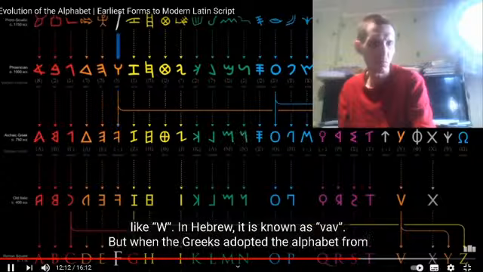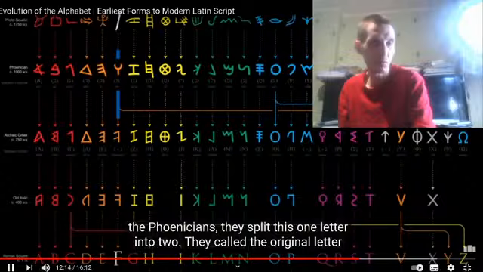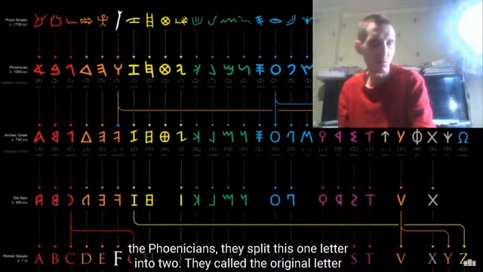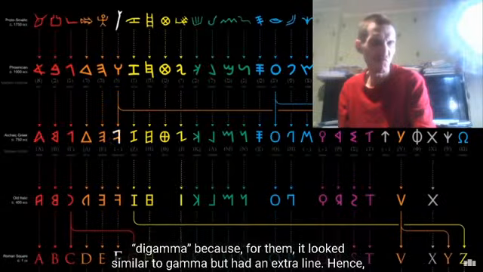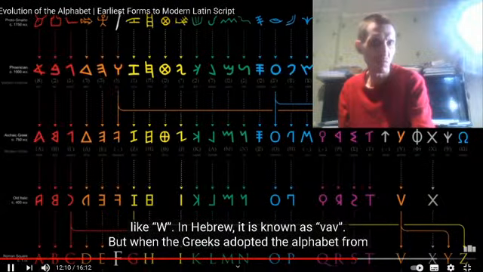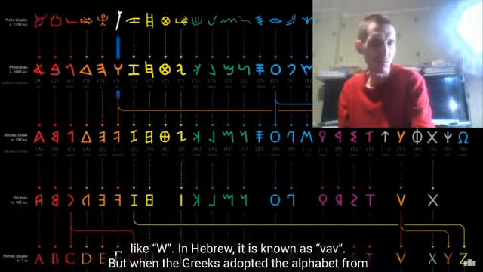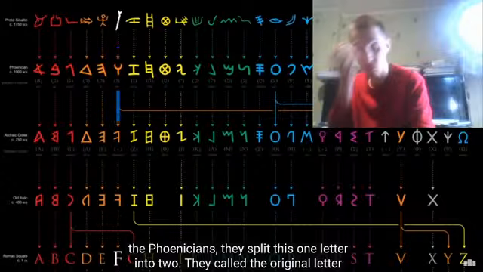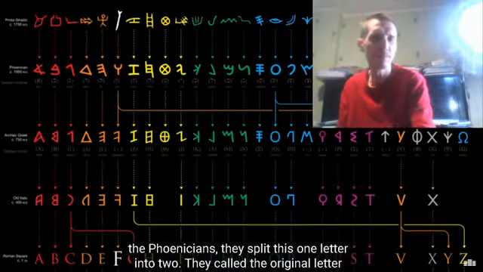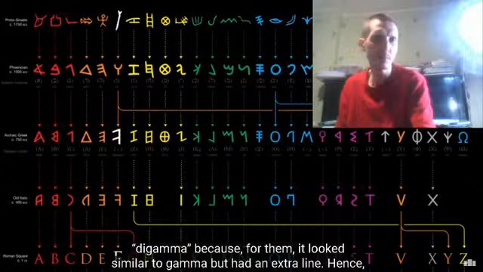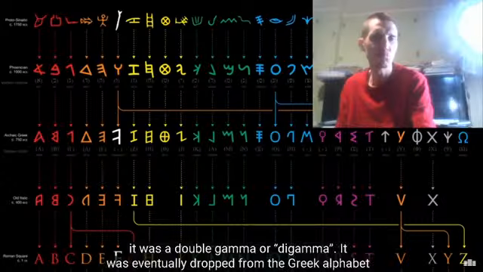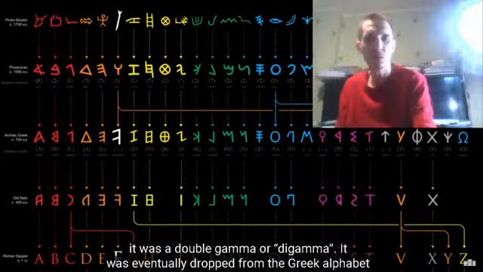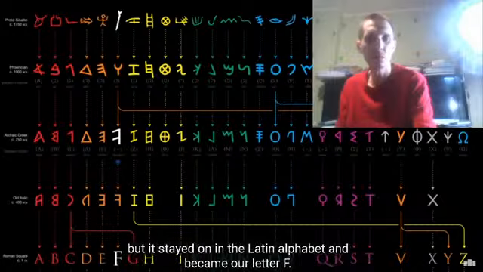The Greeks adopted the alphabet from the Phoenicians, and they split this one letter, known as vav, into two. They called the original letter digamma, because for them it looked similar to gamma but had an extra line. Hence, it was a double gamma, or digamma. It was eventually dropped from the Greek alphabet, but it stayed on in the Latin alphabet and became our letter F.